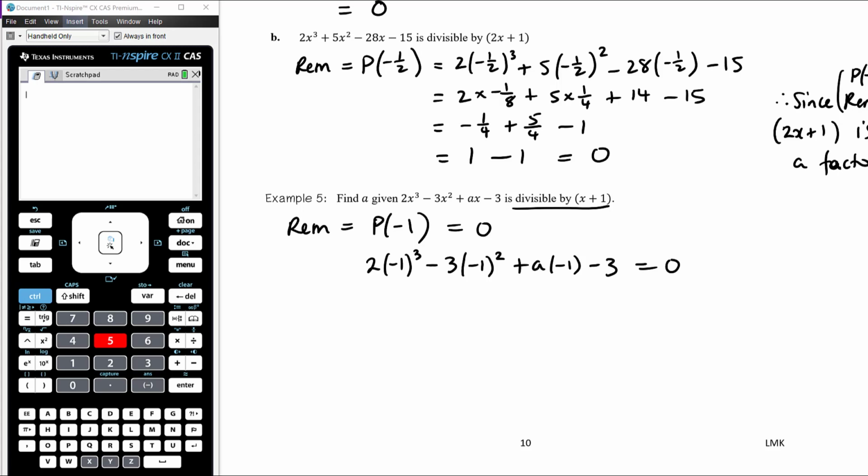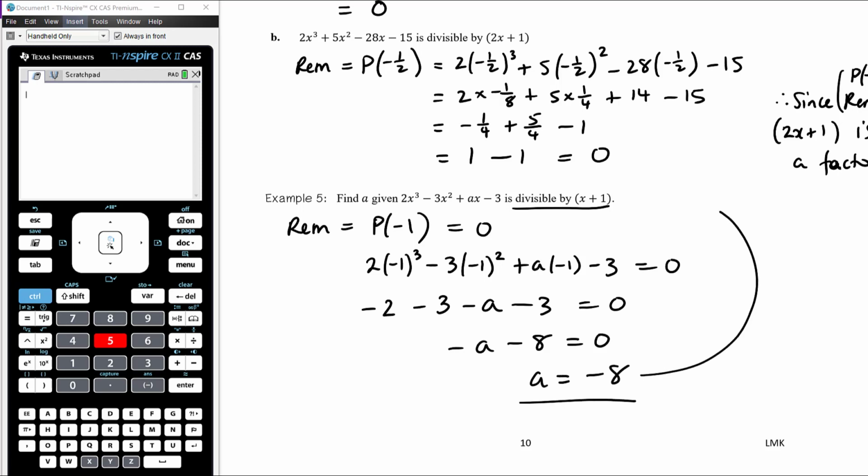So negative 1 cubed is negative 1, and that times 2 is negative 2. Negative 1 squared is positive 1, and that times negative 3 is still negative 3. A times negative 1 is minus a, and minus 3, and that's going to equal 0. Okay, so what have we got over here? We've got negative a, and we've got negative 2, minus 3 is negative 5, and minus 3 again is negative 8. So negative a plus negative 8 equals 0. Actually, that's silly. Let's just add a to the other side. So a will equal negative 8. So if this value here is negative 8, this polynomial will then leave a remainder of 0 when we divide by x plus 1, and so it's divisible by x plus 1.